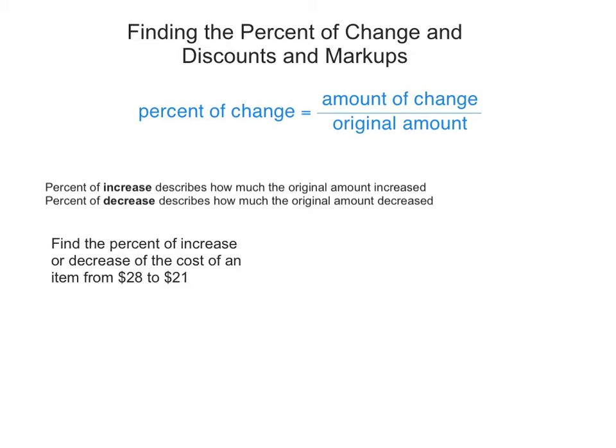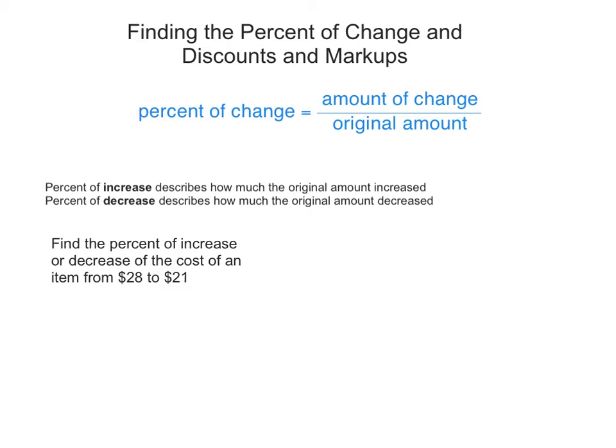Let's try out this problem together. Find the percent of increase or decrease of the cost of an item from $28 to $21. A lot of times you'll see this in the store. There are reduced costs of items, they go on sale. And in this case, you do have an item that dropped in price. It originally cost $28, but then it dropped to $21.